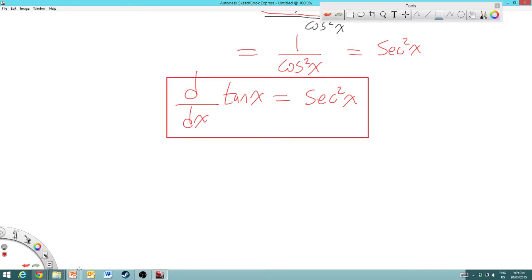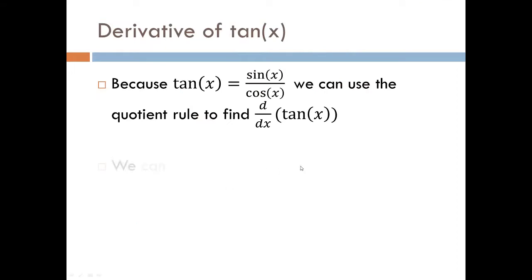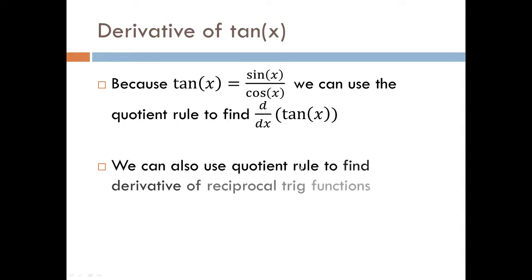You can prove the other trig ratios using quotient rule, and I'll leave that as an exercise in your assignment. You can use the quotient rule to find the derivatives of the other reciprocal trig functions.